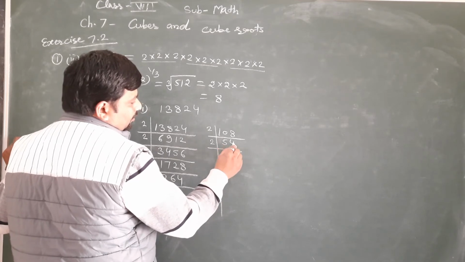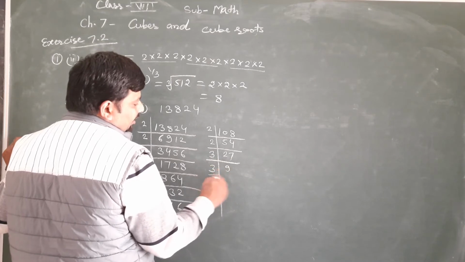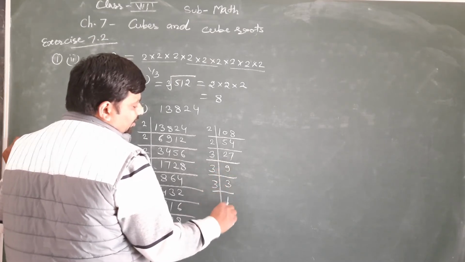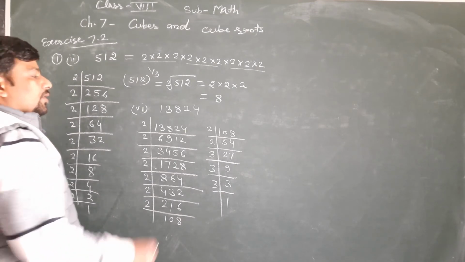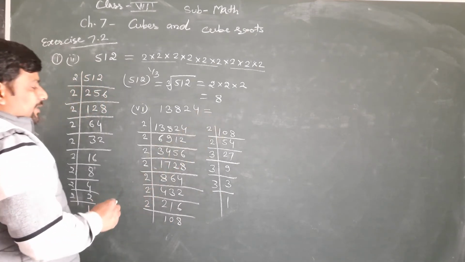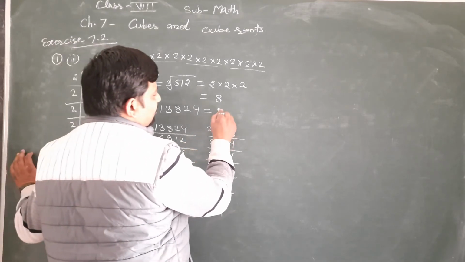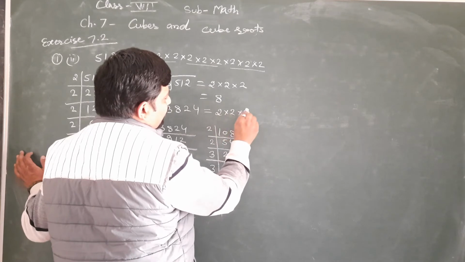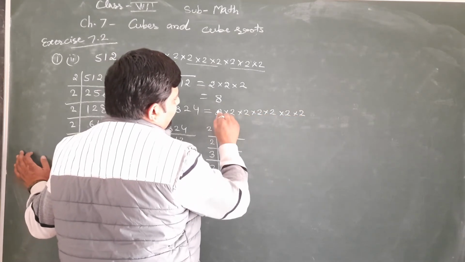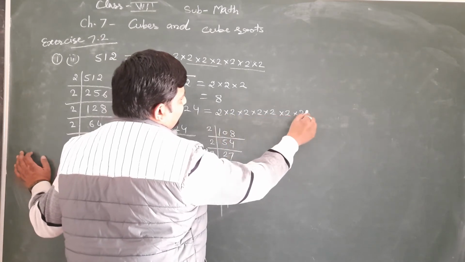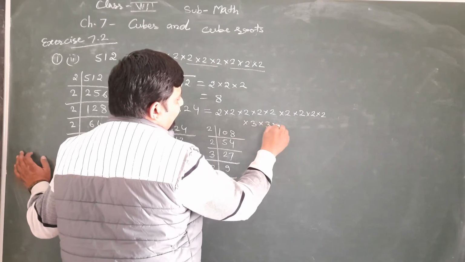Then 2 to the 4, 2 times 27 is 54, 3 times 9 is 27, 3 times 3 is 9, and then 1. So the prime factorization of this number is 2 into 2 into 2 into 2 into 2 into 2, 2 into 2 into 2, and 3 times 3 times 3.